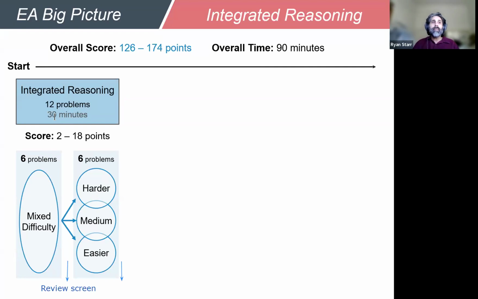And that's why it's a little bit misleading for the test makers to present it as 6 stages or 6 sections or subsections. They change the nomenclature from time to time because really you've got 30 minutes for the first 2 sections, because those first 2 sections are 2 halves of the one integrated reasoning section.